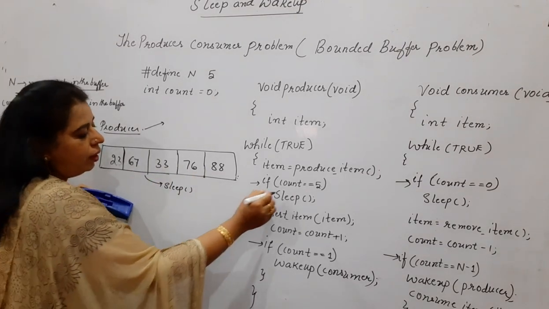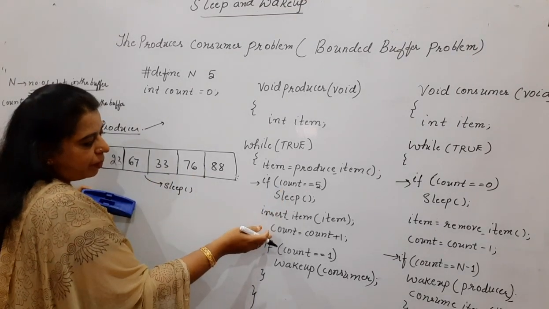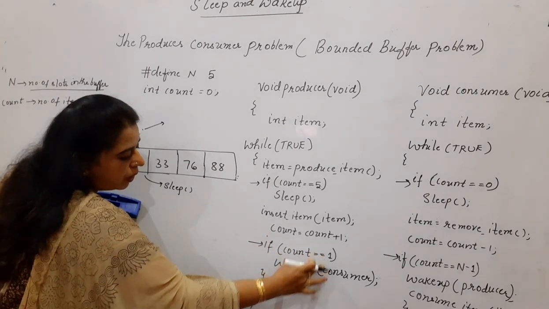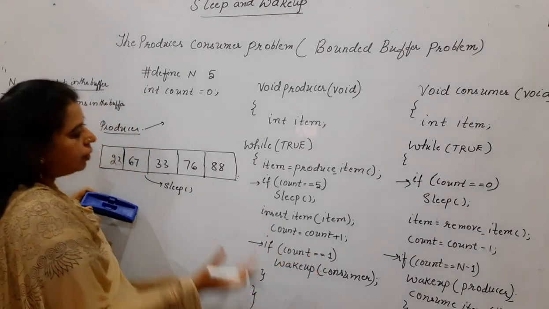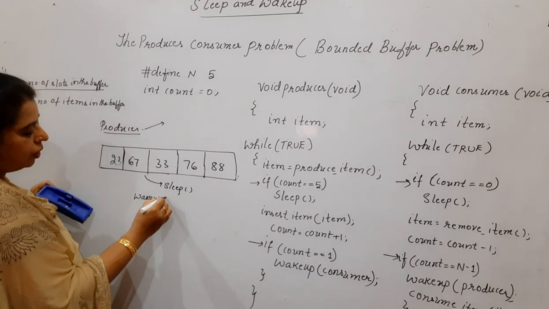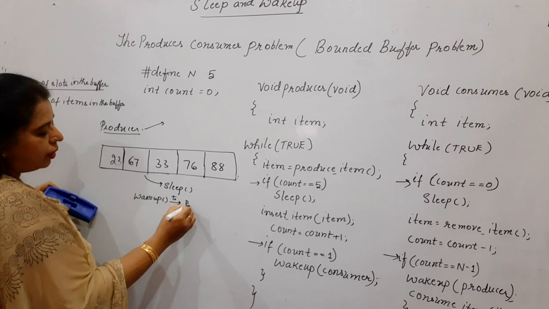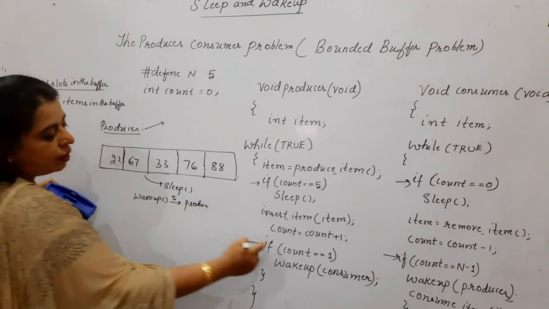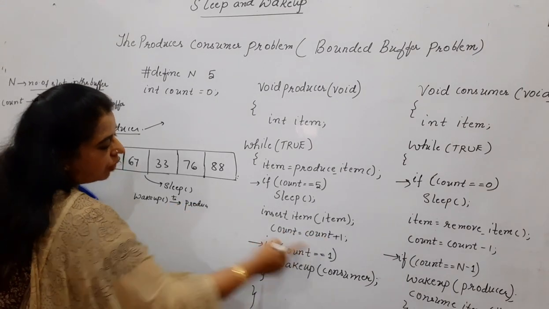Once you complete this part, you see if count is equal to 1, wake up consumer. This producer is sending a signal, which one? Wake up. To whom? To the consumer. And when will it send? It will send once count is equal to 1.